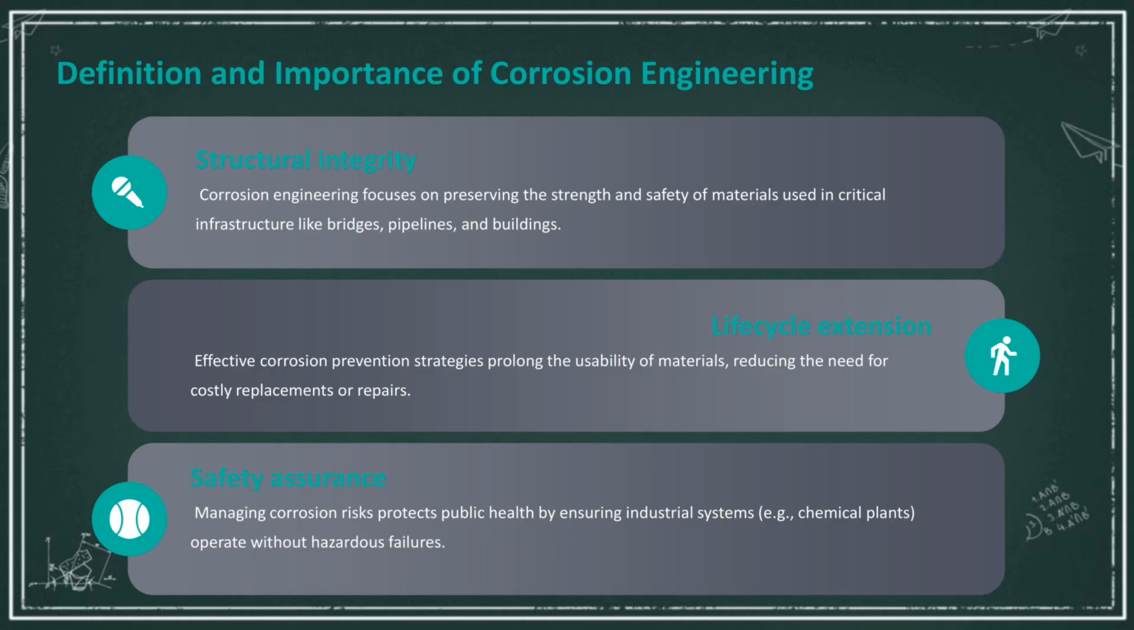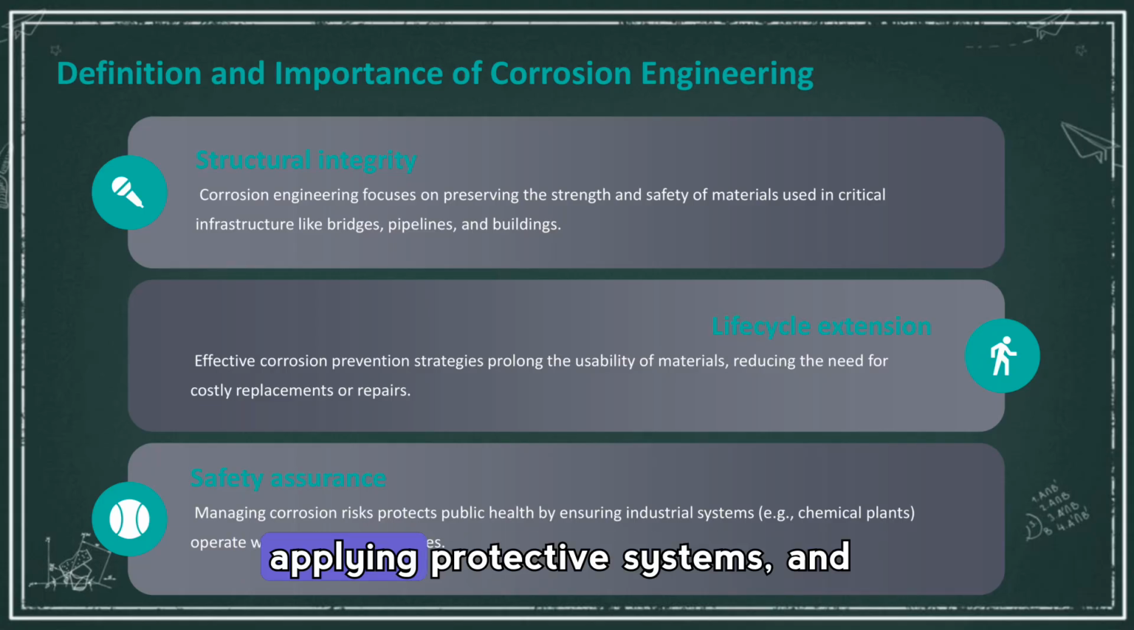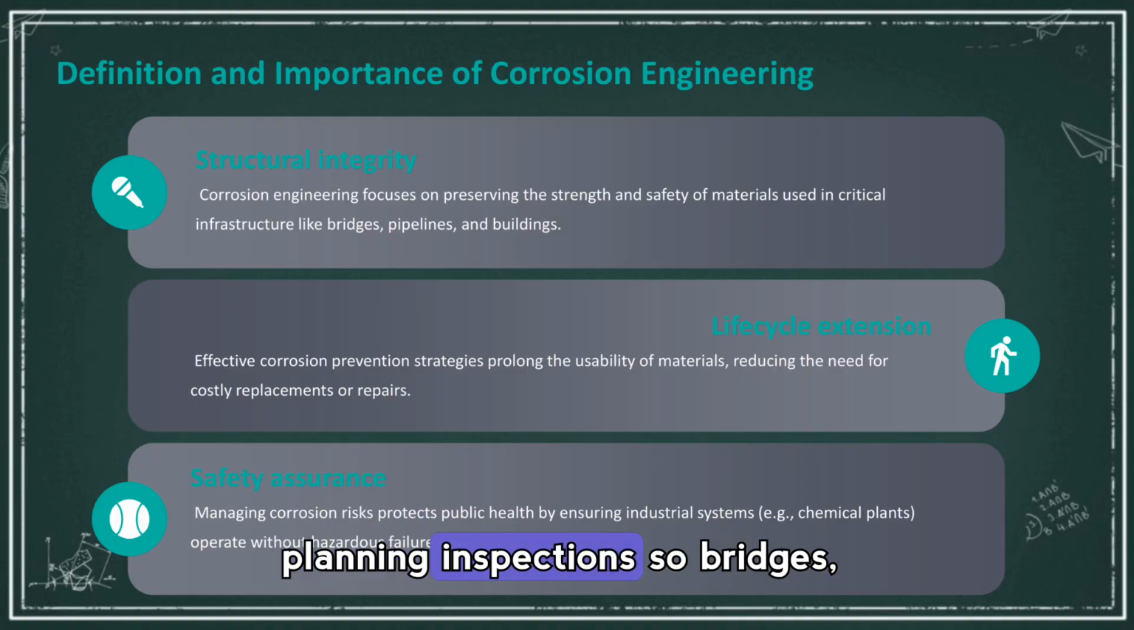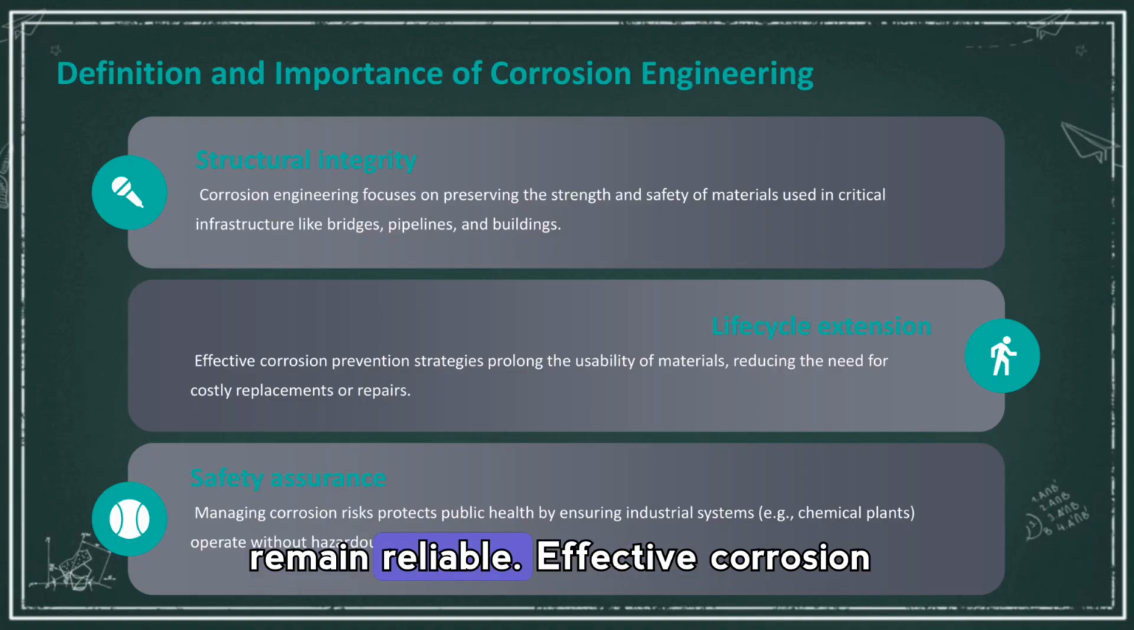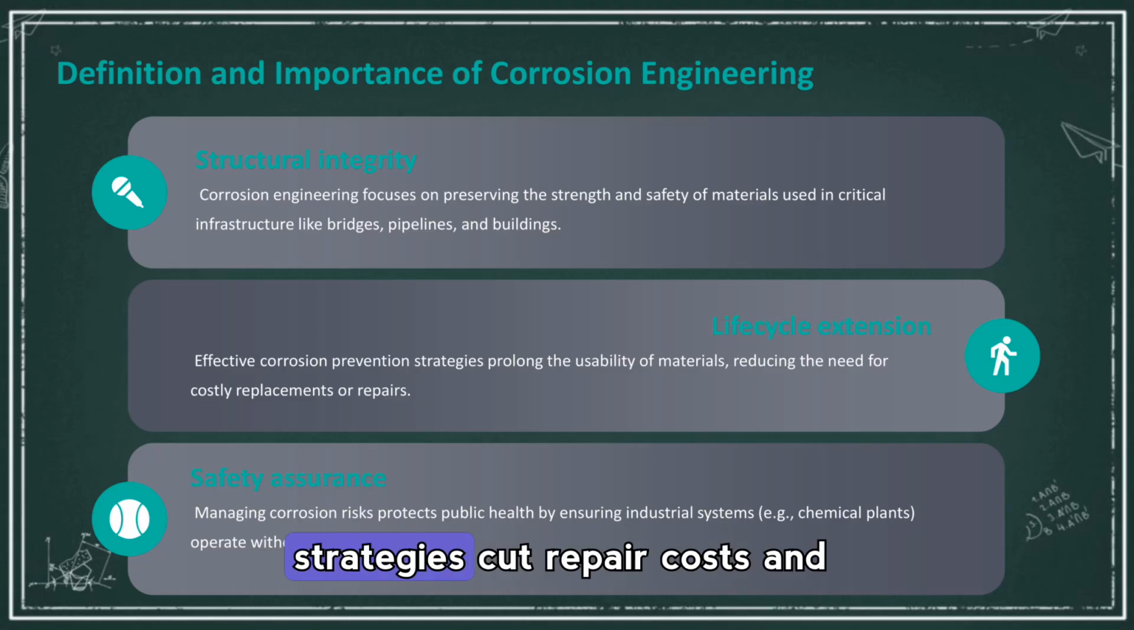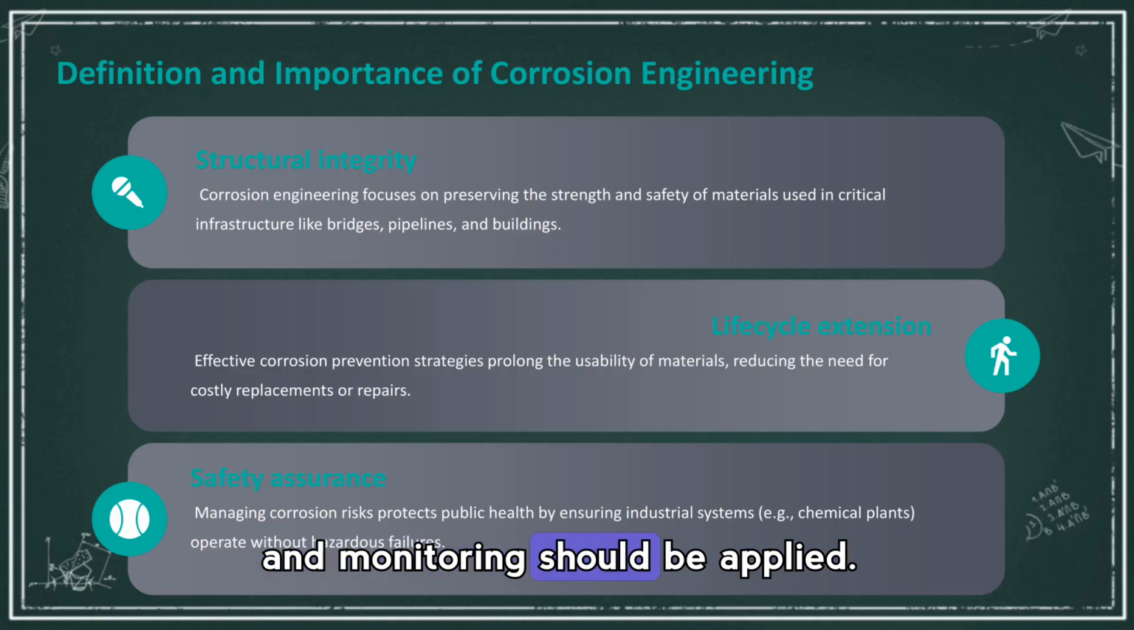In practice, that means choosing the right materials, applying protective systems, and planning inspections so bridges, pipelines, and industrial plants remain reliable. Effective corrosion strategies cut repair costs and prevent hazardous failures, so understanding the core purpose helps prioritize where prevention and monitoring should be applied.